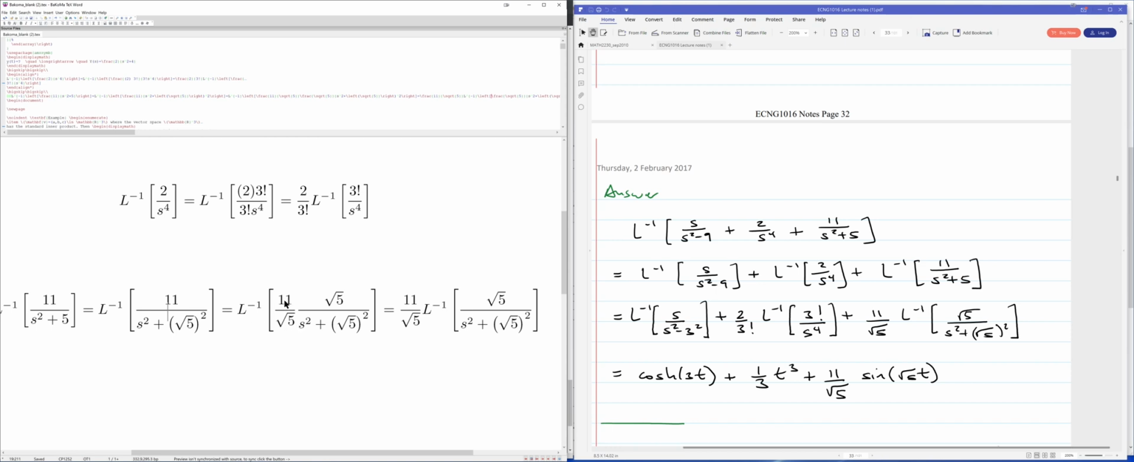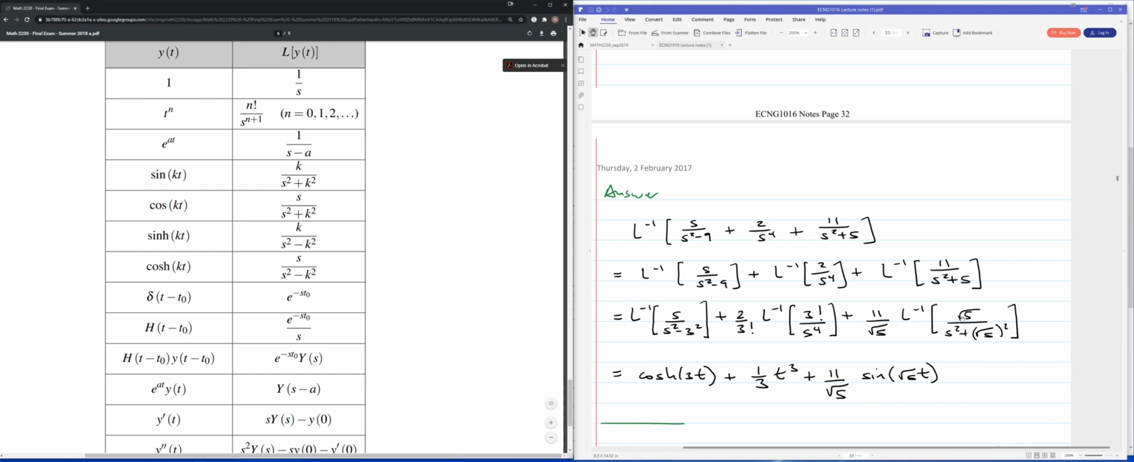Notice here what I have is 11 on root 5 times root 5. Now this root 5 on the bottom will cancel with the root 5 on top, so I still have 11 on top as I do over here. Now you can pull this 11 on root 5 outside using linearity. That's how I go from this expression to 11 on root 5 times the Laplace inverse of square root of 5 on s squared plus square root of 5 squared.